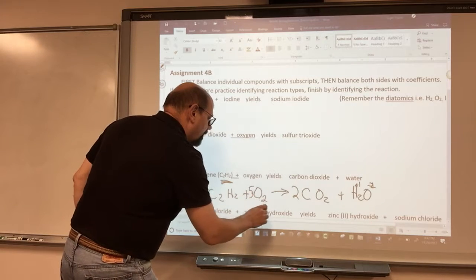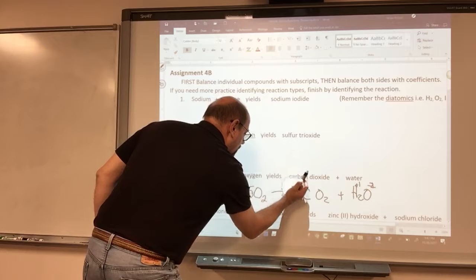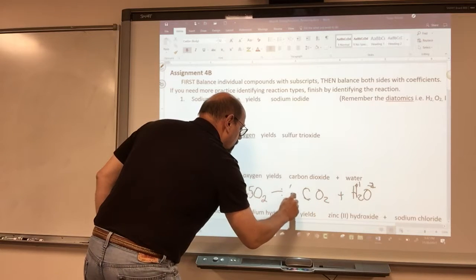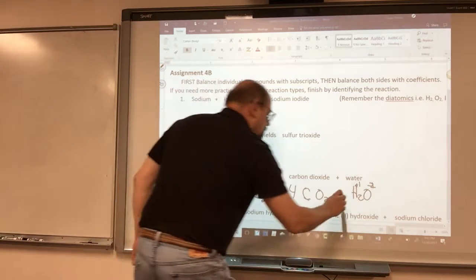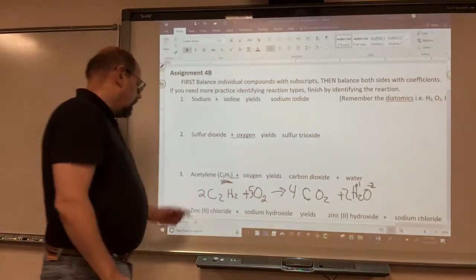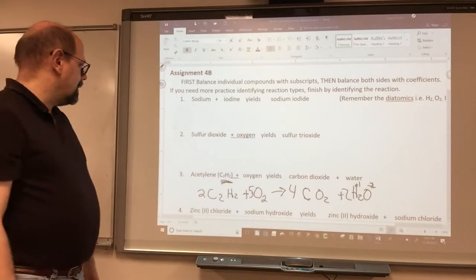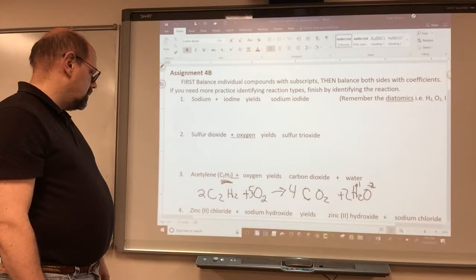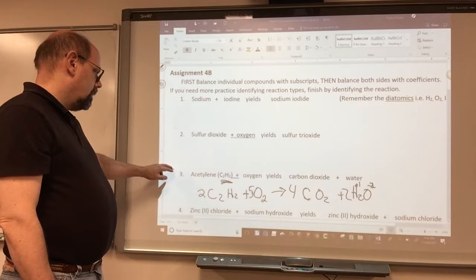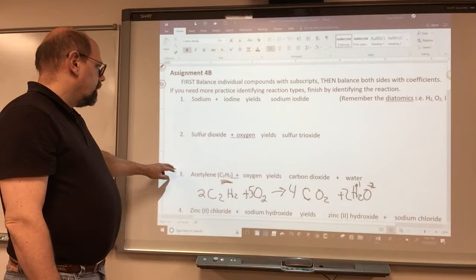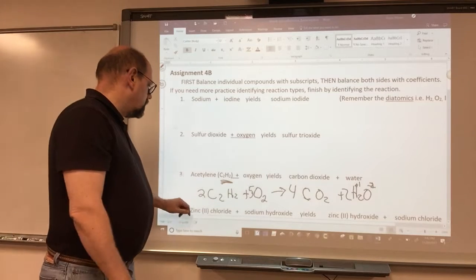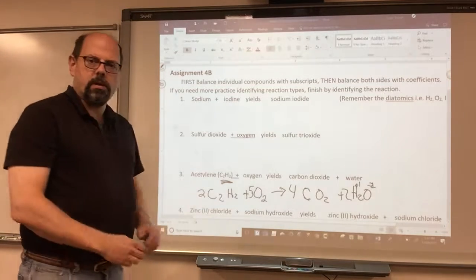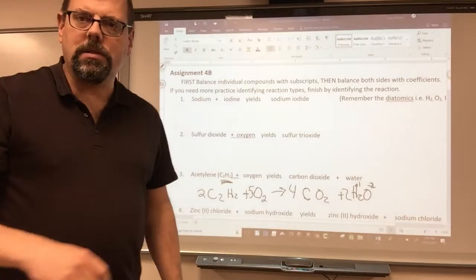Okay, so I got 5 oxygens. I'm going to double this one, which is going to become 4. And this is going to become 2. If I look up, all my atoms are going to balance out. So that's one way to remember those. I think that should be good. Give those another try. I'll put some answers up for you as well.